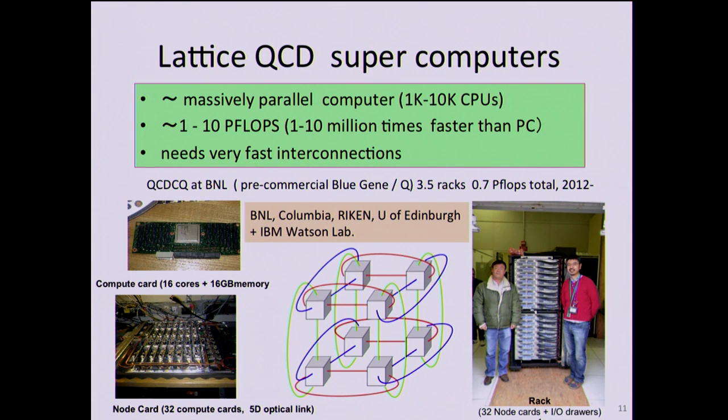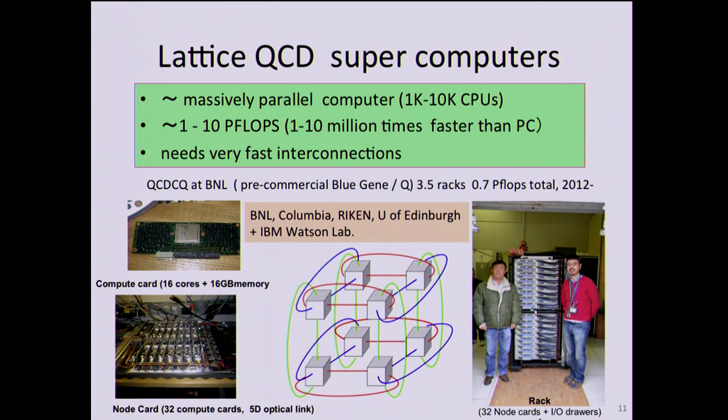And so typically, this is 200 teraflops. 1 tera is 10 to the 12 operations in a second. So on a peak, this can do 200 teraflops. And in the largest installations, we have 1 to 10 petaflops machines. At Brookhaven, we have 0.7 petaflops. So it's not a very large installation, but it's very crucial and very useful for us to get rapid calculation. And this is partly due to the large collaboration between Columbia, Riken, and the University of Edinburgh, as well as IBM Watson Lab.